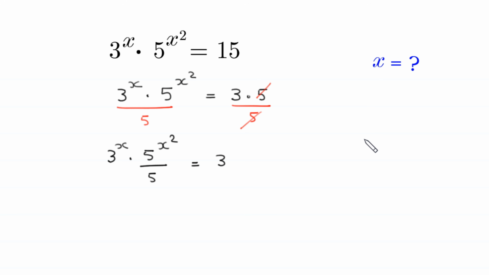Now by using this power rule, a to the power m divided by a to the power n is equal to a to the power m minus n, this will become 3 to the power x times 5 to the power, since this 5 has power 1 here, so this will become x squared minus 1 is equal to 3.